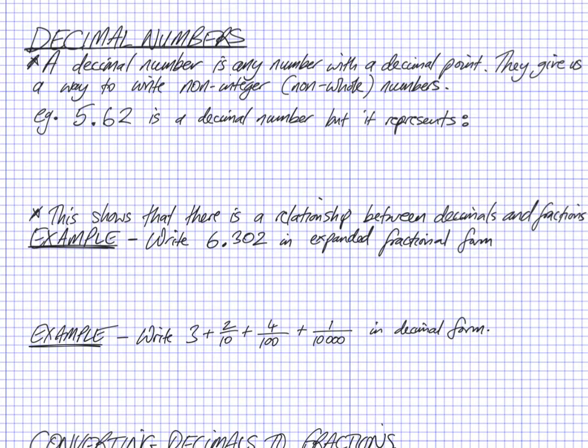This is another video. This one is on the idea of decimal numbers. A decimal number is any number that's got a decimal point in it. Well, you could write pretty much any number with a decimal point in it. We just don't bother if it's whole numbers. Now, decimal numbers give us a way to write non-integer, non-whole numbers. So that's why they're important.